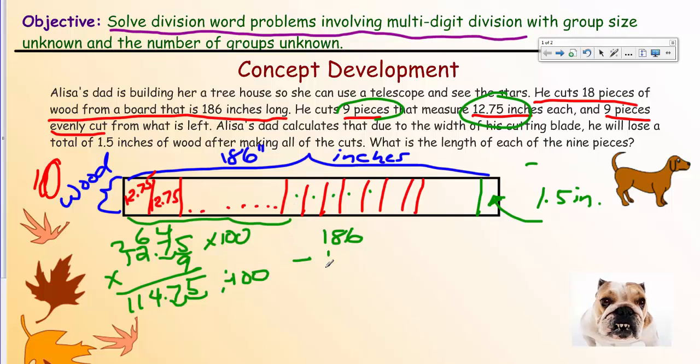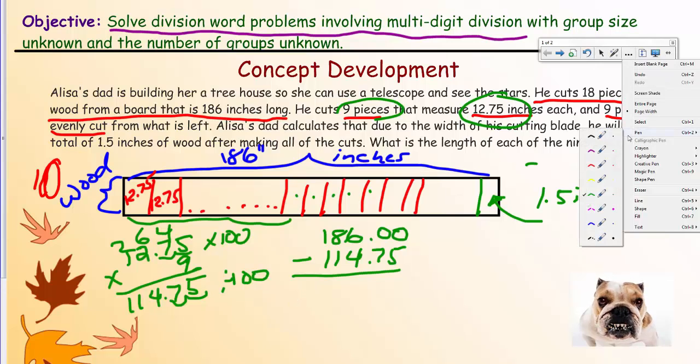So I'm going to go ahead and subtract 114.75. Now, this is interesting. When a problem like this comes up, we always have to line up the decimal. You might say, Mr. Warren, you didn't line it up correctly. Well, actually, 186 can be written as a decimal. We can just add those 2 zeros on. Okay, now we can go ahead.